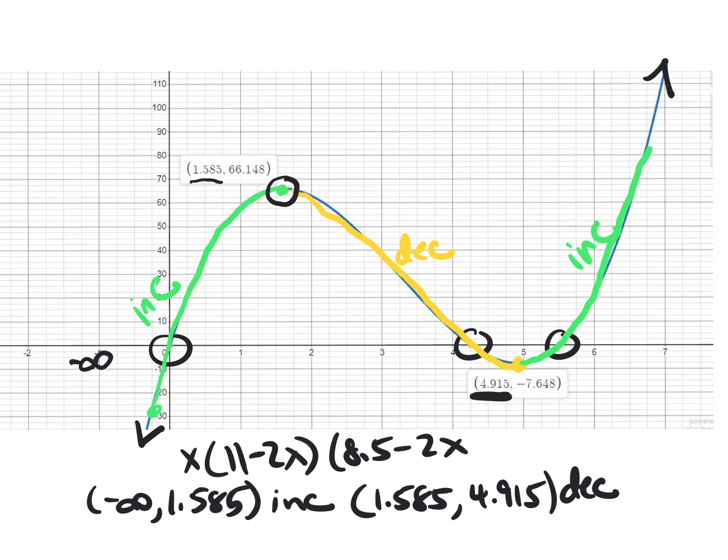And then for my last one, I'm running out of space, so I'm going to write sideways here. My last one starts at 4.915, and it's going to keep going up forever and ever. So this side of the graph goes to positive infinity, and that is increasing. So my increasing intervals are from negative infinity to 1.585, union 4.915 to positive infinity. And my decreasing interval is 1.585 to 4.915. So you need to decide as you trace the graph: if you're going uphill, you're increasing. If you're going downhill, you're decreasing.